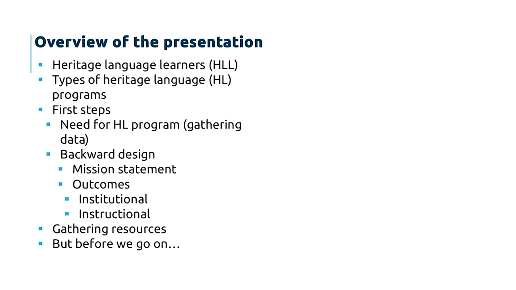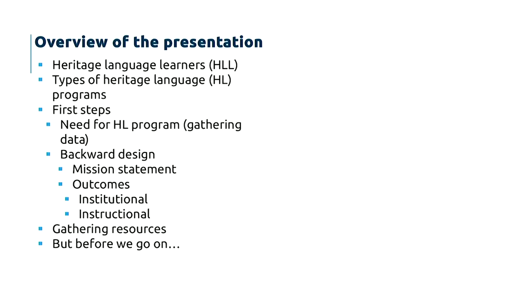What I'm going to do is basically the first part of the workshop is going to be a little bit of talking about these issues. First, we're going to talk a little bit about heritage language learners, how is it that we define them? The types of heritage language programs that we have in the United States. And then we'll start talking about how is it that we develop a heritage language program. So we'll talk about the first steps, the need for a heritage language program to show our administrators, our colleagues, why is it that we need a heritage language program, the gathering of data.